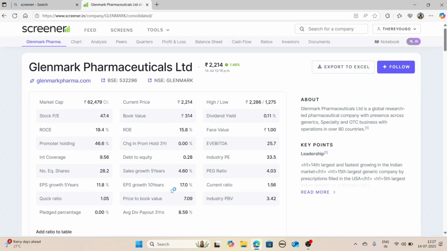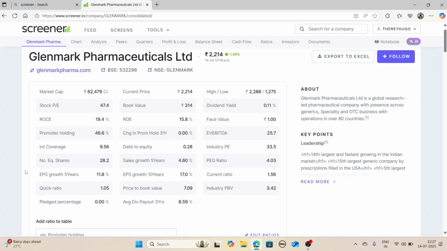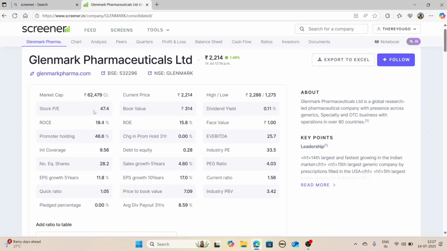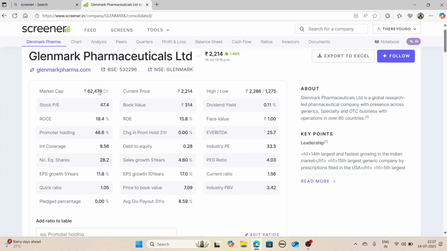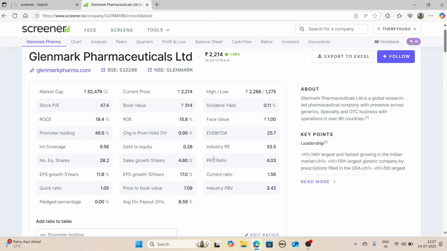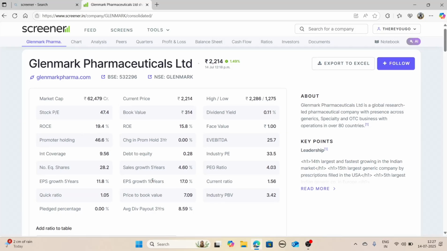So let's start with the basic ratios. Actually, I am learning too. Market cap is 62,000, so we can say that it is a large cap. Current market price is 2200 approx, and the stock P/E is 47.4.